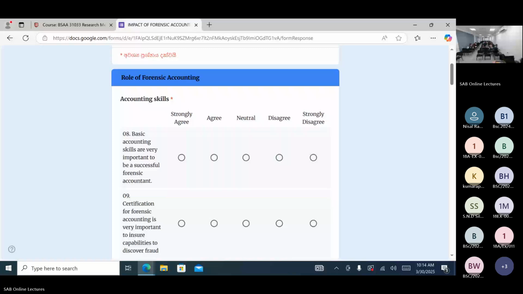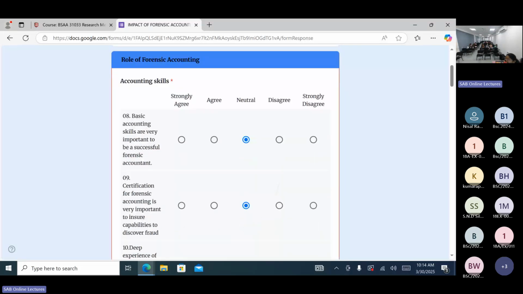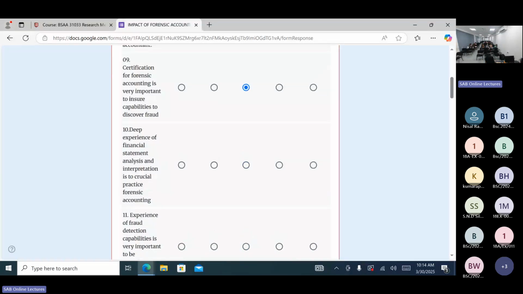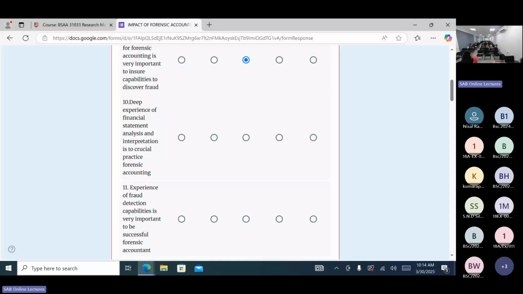accounting: basic accounting skills are very important to be successful. Agree, disagree, neutral, strongly agree, and then agree. Likewise, you can give the preference to the respective researcher. So this is called the 5-point Likert scale.